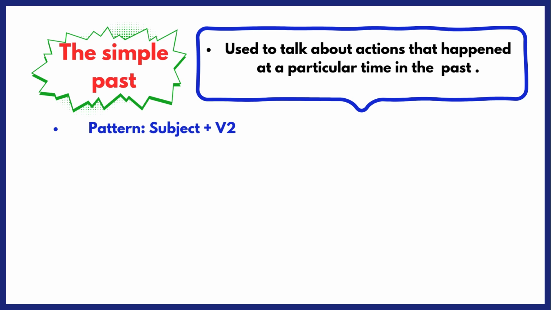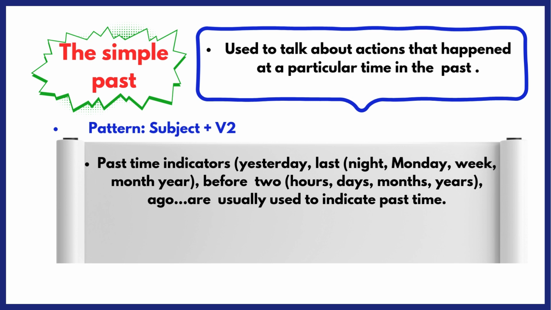The simple past is used to talk about actions completed at a particular time in the past. The form of the simple past is subject plus verb 2. We often add past time indicators such as yesterday, last night, last week, last month, last year, before 2 days, before 3 months, 3 days ago, and so on to sentences in the simple past tense form to show that the actions were completed in the past.